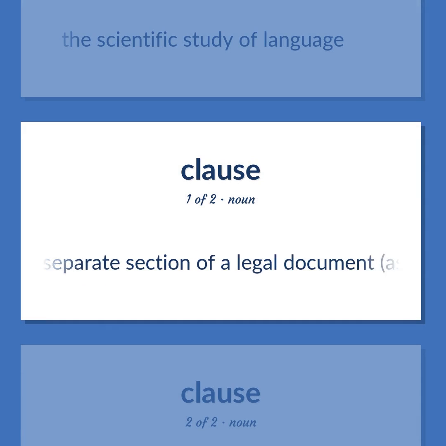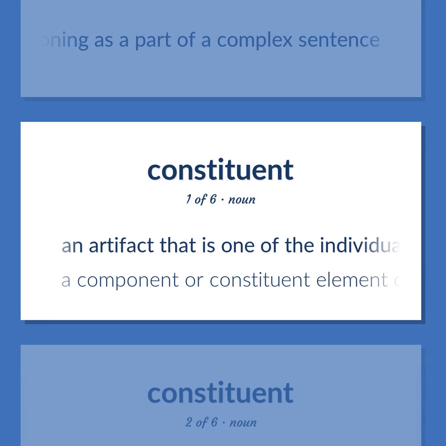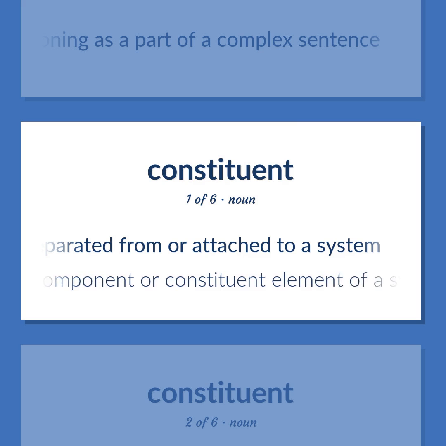A separate section of a legal document, as a statute or contract or will. Grammar, an expression including a subject and predicate functioning as a part of a complex sentence. An artifact that is one of the individual parts of which a composite entity is made up, especially a part that can be separated from or attached to a system. A component or constituent element of a system.